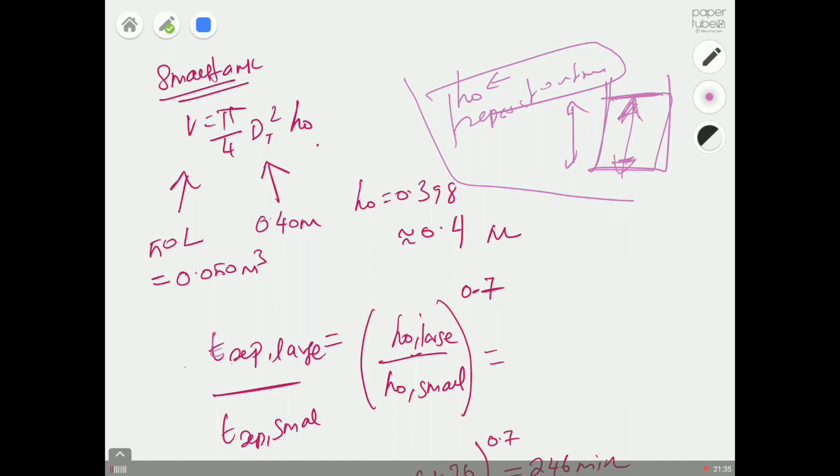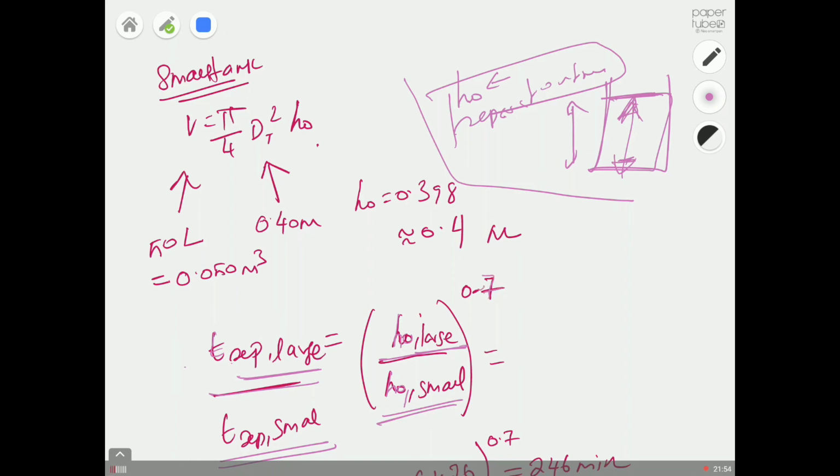So time of separation in the large scale tank divided by time of separation in the smaller tank will be equal to the height in the larger tank and then the height that separates the coalescence and the sedimentation front in the smaller tank, raised to the power of 0.7.